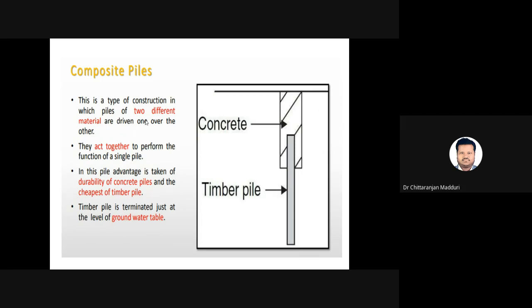In order to overcome the disadvantage of timber pile, we need to cover it with concrete or steel. That's why we can go for composite pile. Also, in order to achieve economy, we can go for composite piles. In order to increase the capacity of the pile also, we can go for composite piles.